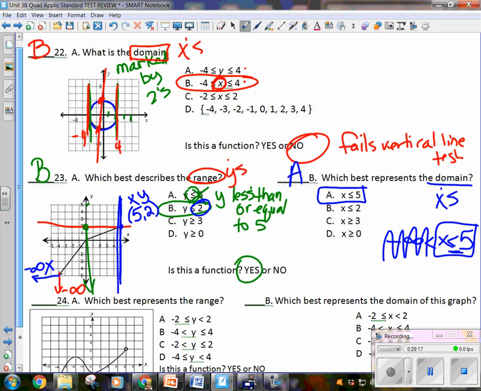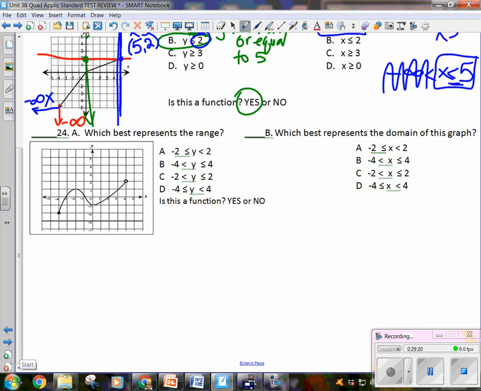24. Which best represents the range? Okay, range is from y's to y's. So I'm going to actually come across here. It looks like it goes from negative 2 up to positive 2. What letters should be in the middle? Well, all of these have y's in the middle. Okay, I have negative 2 to positive 2. But which one is the correct one?